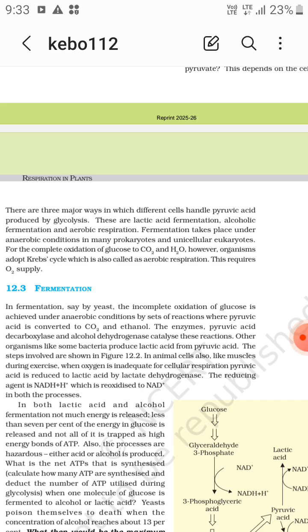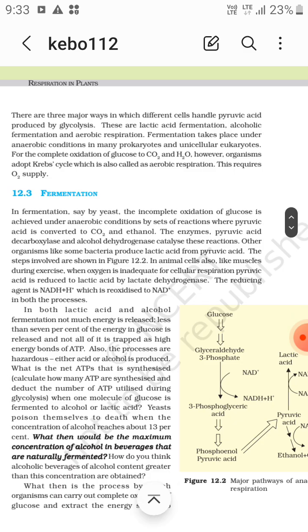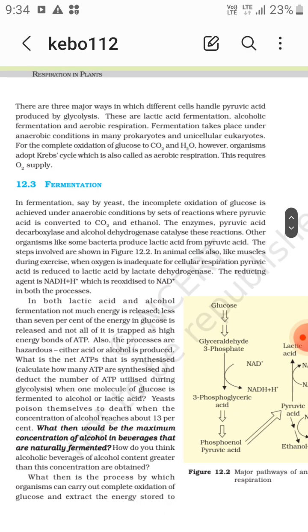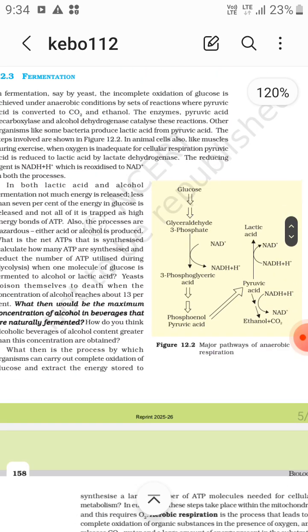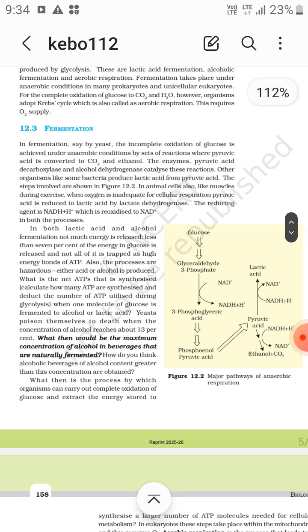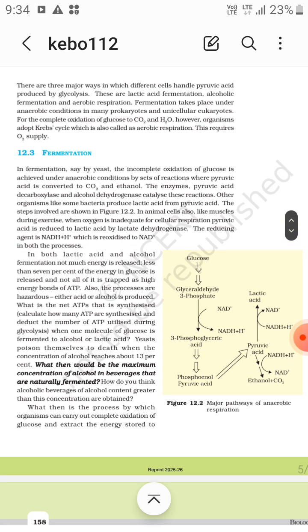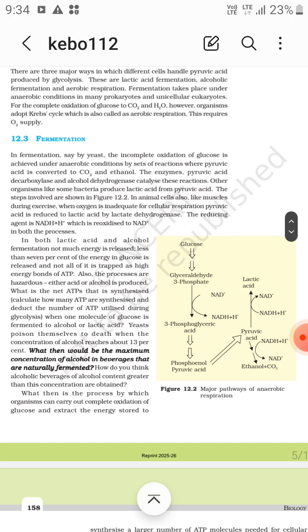Now, for the complete oxidation of glucose to CO2 and H2O, organisms adopt the Krebs cycle, which is also called aerobic respiration. This requires oxygen supply, and the Krebs cycle happens in the mitochondrial matrix. Now we are talking about fermentation. In fermentation, say by yeast, the incomplete oxidation of glucose is achieved under anaerobic conditions by a series of reactions where pyruvic acid is converted to carbon dioxide and ethanol.